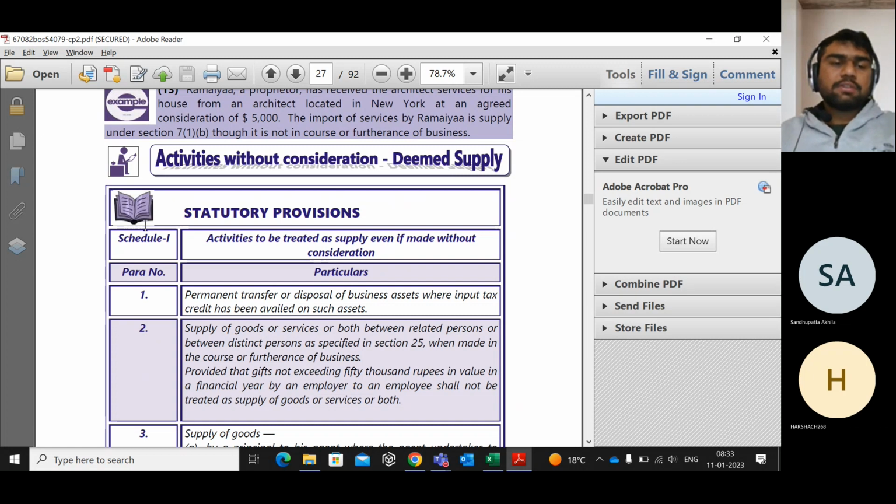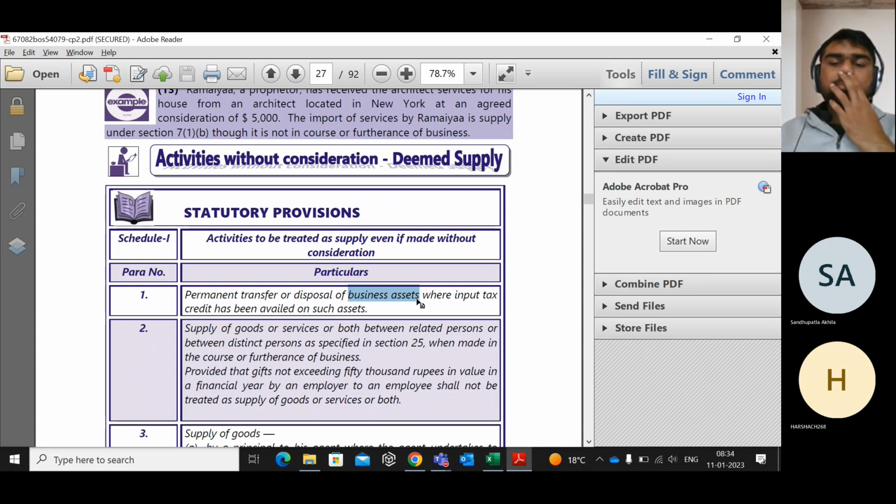Remember Schedule 1 for making notes, okay, in the exam. Schedule 1 activities are to be treated as supply even if made without consideration. What are those? There are 4 transactions involved, which even though without consideration, will be treated as supply. The first point is permanent transfer or disposal of business assets.